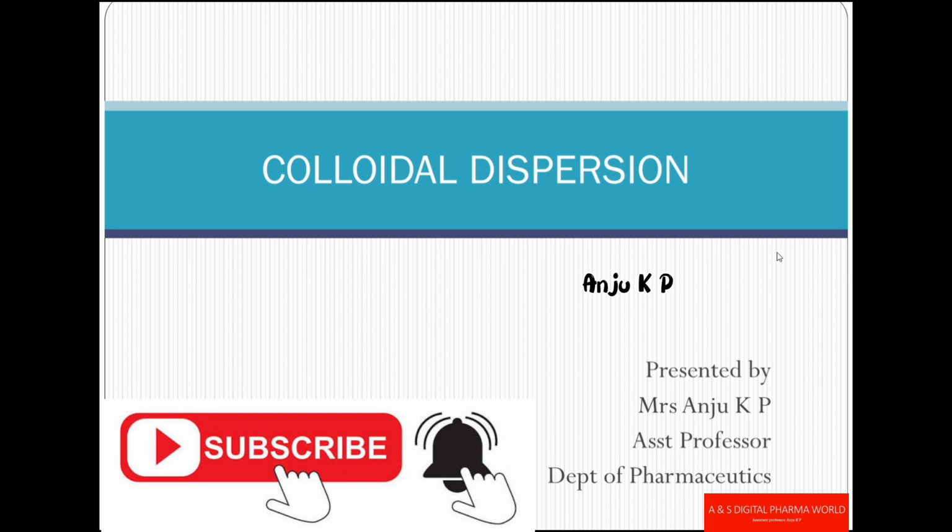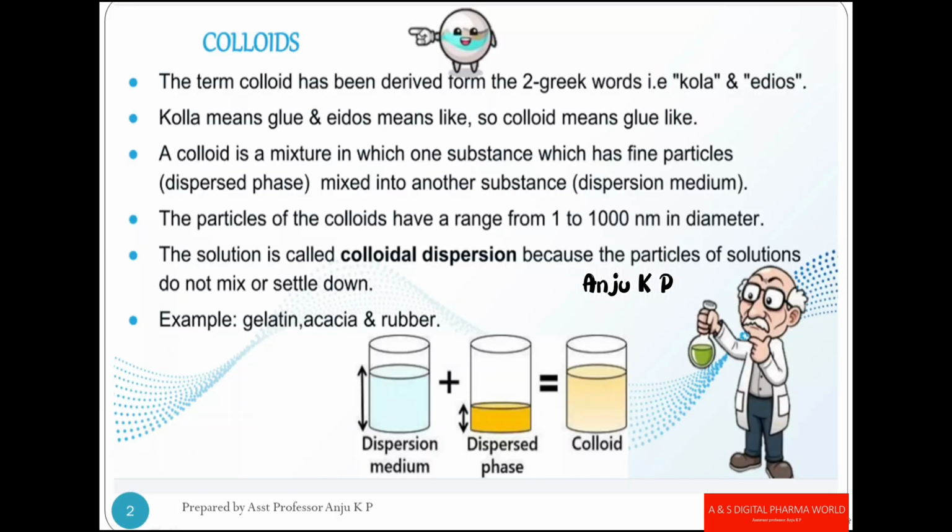So next we will see the term colloid. The term colloid has derived from two Greek words, that is kola and idios. Kola means glue and idios means like. So colloid means glue-like. A colloid is a mixture in which one substance which has fine particles, that we are going to call the dispersed phase, is mixed into another substance, which we are going to call the dispersion medium.